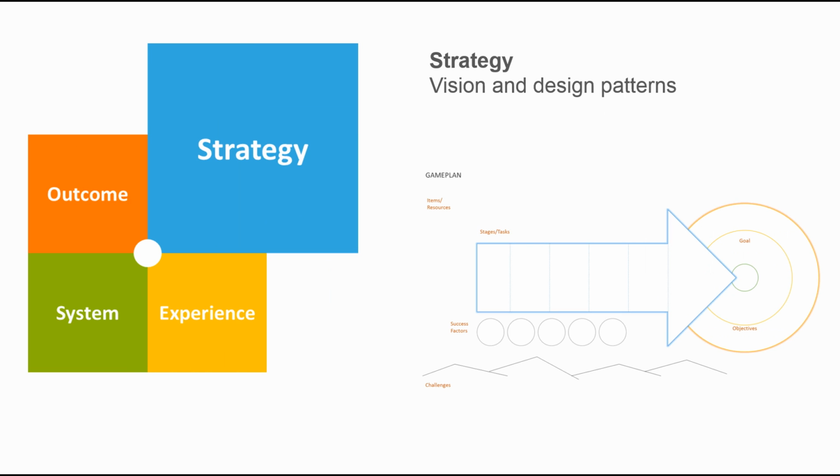The second category deals with strategy. Strategy is more focused on the vision and design patterns that drive how a learning environment is to be designed or constructed. So in this example, it's a modified example of a game plan template. And this shows the particular goal that we're after, the objectives, and the various mechanisms that we might use to help achieve that goal, such as stages or tasks, success factors, challenges, and etc. Strategies deal with the high-level picture of how our learning environment is designed and how it will carry out those goals or the outcomes that we had already defined in the previous category.